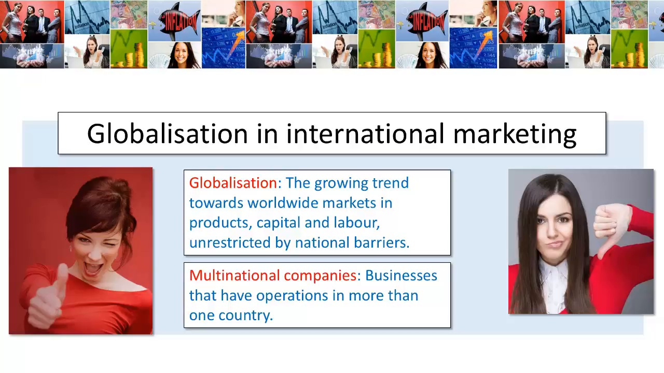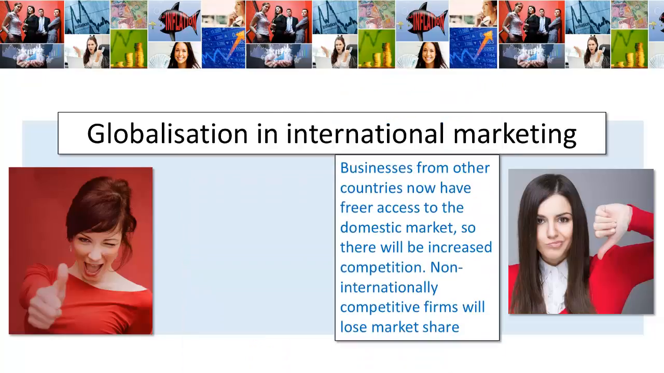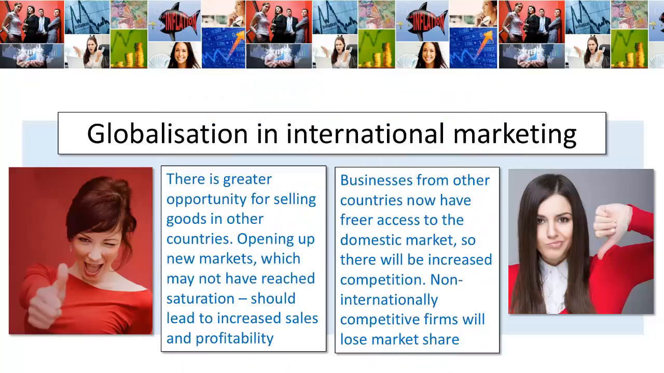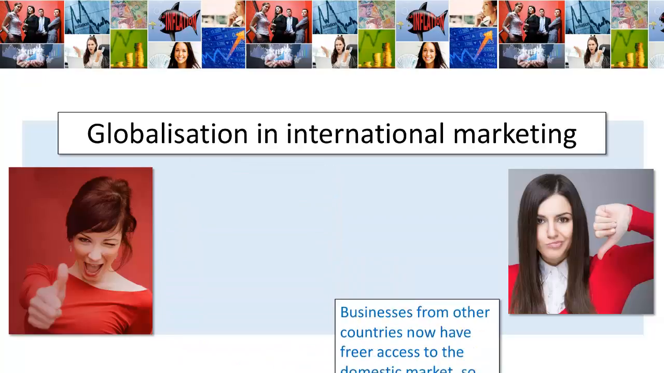Multinational companies, we define these as being businesses that have operations in more than one country. Now, the benefits of globalization is there's going to be greater opportunity for selling goods in other countries, opening up new markets which may not have reached saturation, and this should lead to increased sales and profitability. On the other hand, businesses from other countries now have freer access to the domestic market, so competition there is going to be increased. Non-internationally competitive firms will likely lose market share.